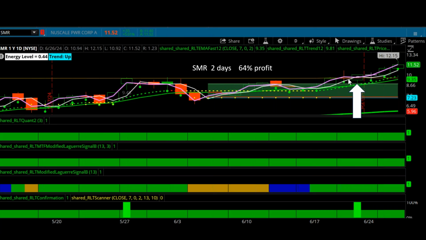What I was looking for was this break. You see how we had a green candle here and then a doji, and now a breakup. This is where we bought it, right here, everything green, breaking out of this dynamic compression zone. We took it here, we got out here, and it was a really, really nice trade for us. Again, a 64% profit. That was good, and we're just using straight calls on this.